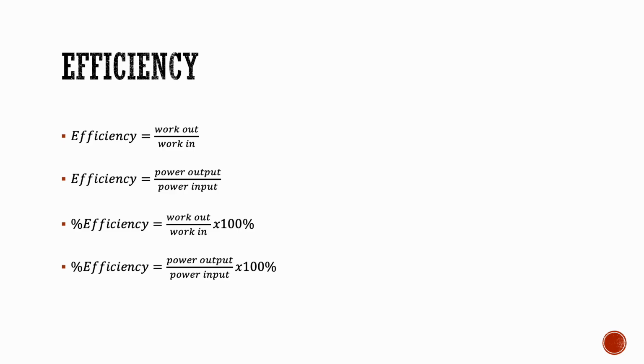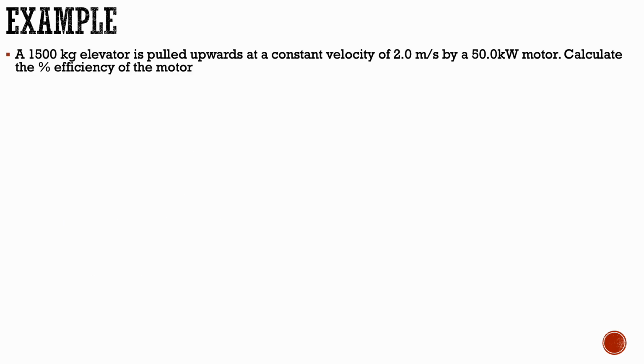Okay, next we're looking at reviewing efficiency. If you recall, we had 4 efficiency equations. The first 2 just give us efficiency as a decimal. The second 2, we just multiply that decimal by 100 and add a percentage sign to get our efficiency as a percentage. And essentially it's the work out divided by the work in, or the power output divided by the power input. So we'll look at an example.